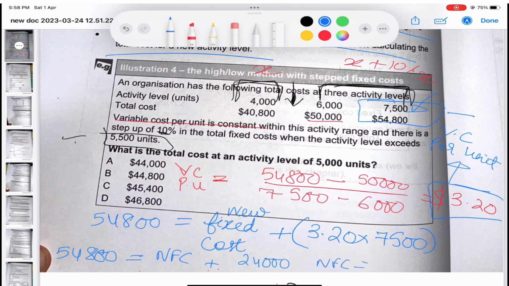So naturally, you know that my new fixed cost is going to be 10% more than my previous fixed cost. This is basic maths, right? I hope you're all solving it. So my new fixed cost is going to be 30800. All right. So how do I find out my old fixed cost now? My old fixed cost is X, right? X plus 10% of X is going to give me 30800. Simple, right?